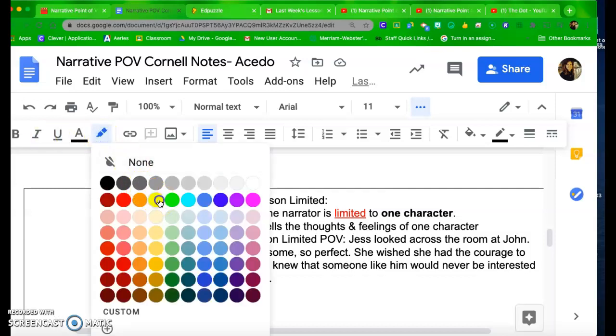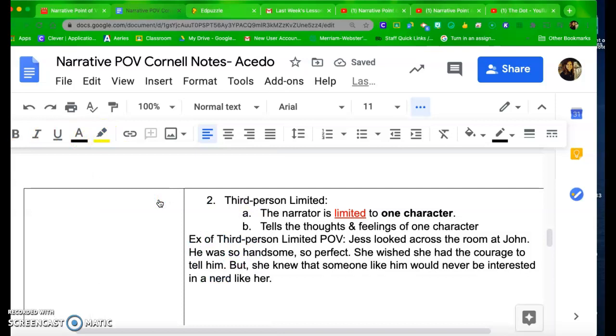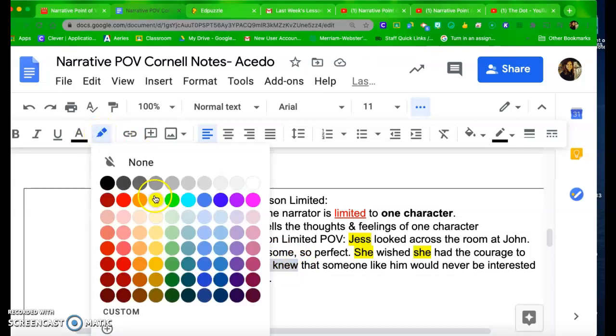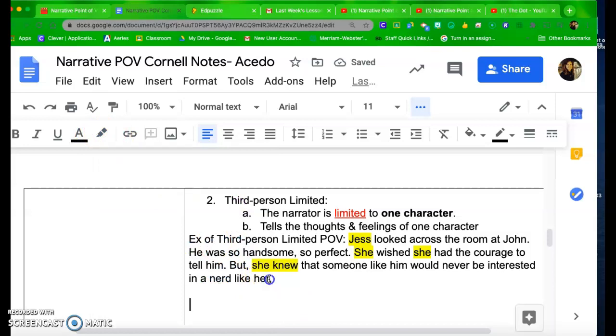So I'm going to go ahead and highlight the signal words or the pronouns that make this a third person limited. First, we know that we're getting inside Jess's head, so that character's name helps us to know it's one of the signal words. And she. I don't want to do all of the she's, but all of the she's here would be she knew, right? And her. All of those markers.